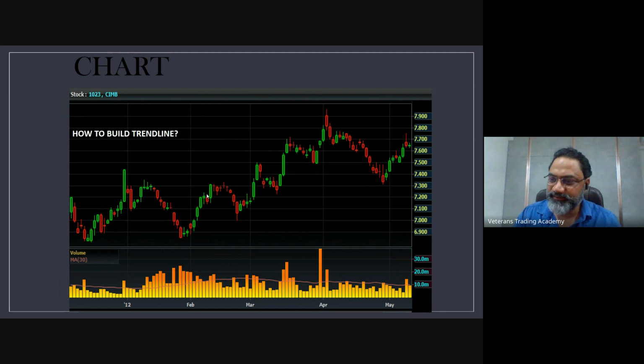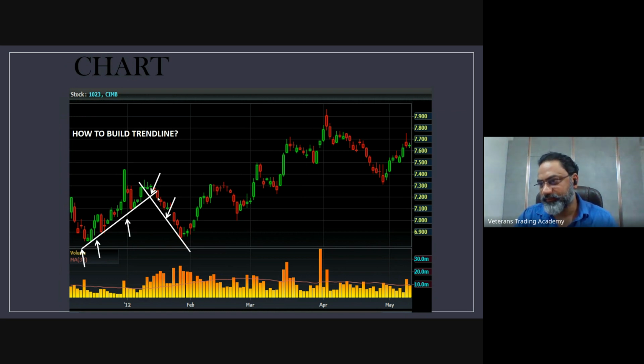Now, how to build a trend line is very simple. If you are building a support line, you just connect all the points which are at the lower end and draw a line connecting all the points. It has to join a minimum of 2 points, but the more points it joins, the stronger the trend line is, and the chances that the trend will continue are higher. Similarly, if there is a downtrend, you connect the support line here. So this is the support line, and this becomes a trend line.